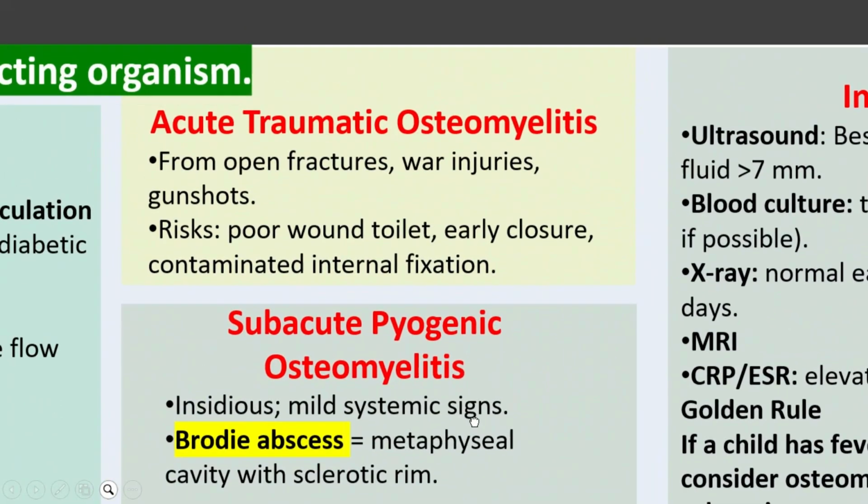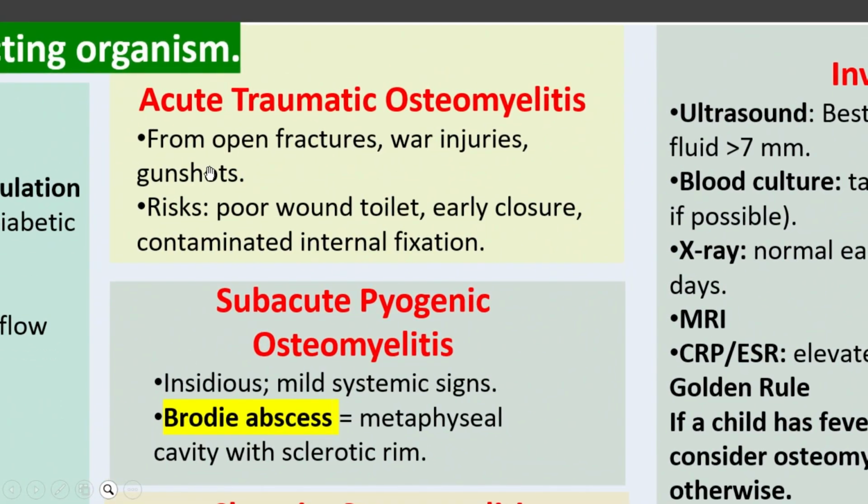Then we have acute traumatic osteomyelitis. This is going to come from open fractures, war injuries, gunshot wounds, and the risks are going to come from poor wound toilet, inadequate closure of the wound, and then contaminated internal fixation or wound.